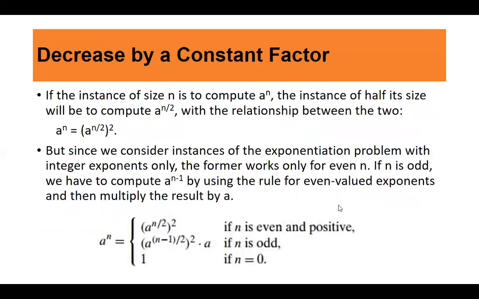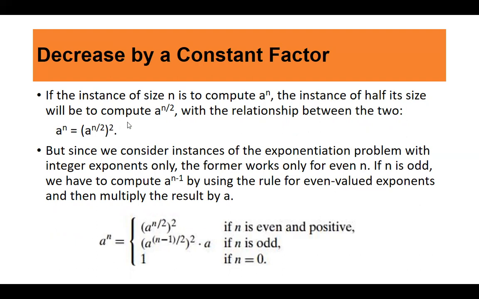Fine. Next, we have decrease by constant factor. The same example here you can take of the power function. If the instance of size n is to compute a raised to n, the instance of half of its size will be to compute a raised to n by 2, with the relationship between the two as a raised to n is equal to a raised to n by 2, whole square.